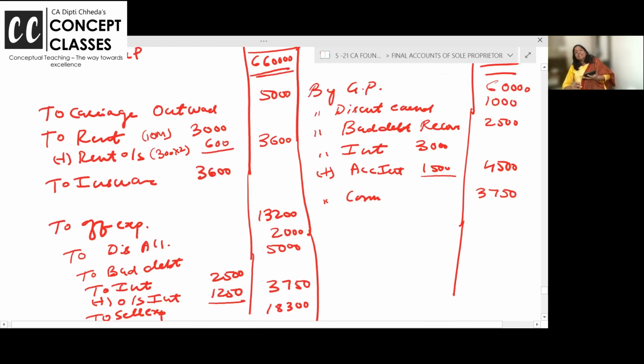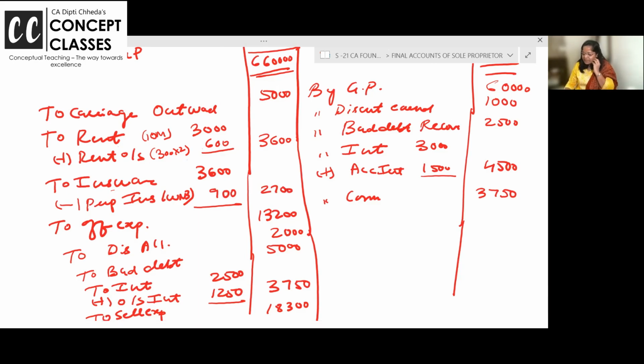Listen. How did I recollect that I have done some mistake? I wrote insurance in the inner column. These are very small beautiful tricks. If you know that there is a provision in the data, write it in the inner column so that you can see how much is the provision. Write down prepaid insurance minus, working note 3. How much is the minus? 3 months, 900. 2,700 in the outer column.